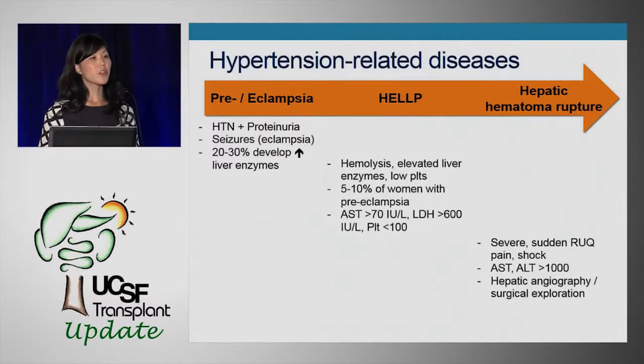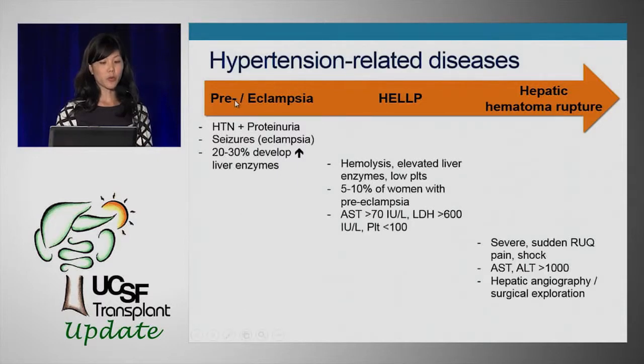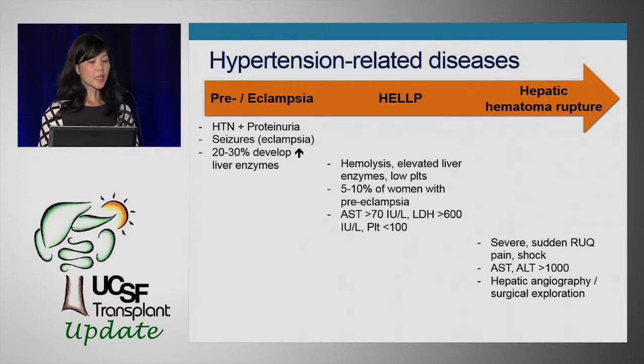There is a cluster of hypertension-related diseases that fall along the spectrum of preeclampsia to HELLP that can result in hepatic hematoma rupture. In about 20 to 30% of cases of preeclampsia or eclampsia, liver enzymes will be elevated. But as the disease progresses, 5 to 10% of women with preeclampsia can develop HELLP syndrome, which is hemolysis, elevated liver enzymes, and low platelets. Specifically, the AST has to be greater than 70, LDH greater than 100, and the platelet count less than 100. Remember, the platelet count is not expected to be abnormal in any way during pregnancy.